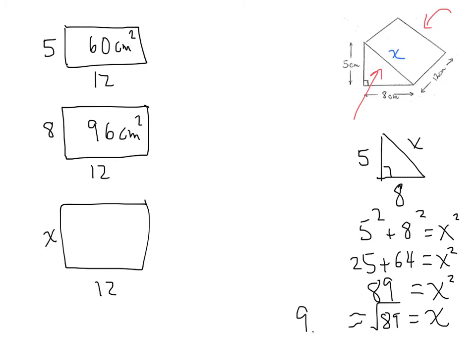9.43. So now we know that this is a rectangle on the roof that's 9.43 times 12. If we multiply that by 12, we get approximately 113.2 units squared, centimeters squared, excuse me. And now we simply need to add the two triangles in.